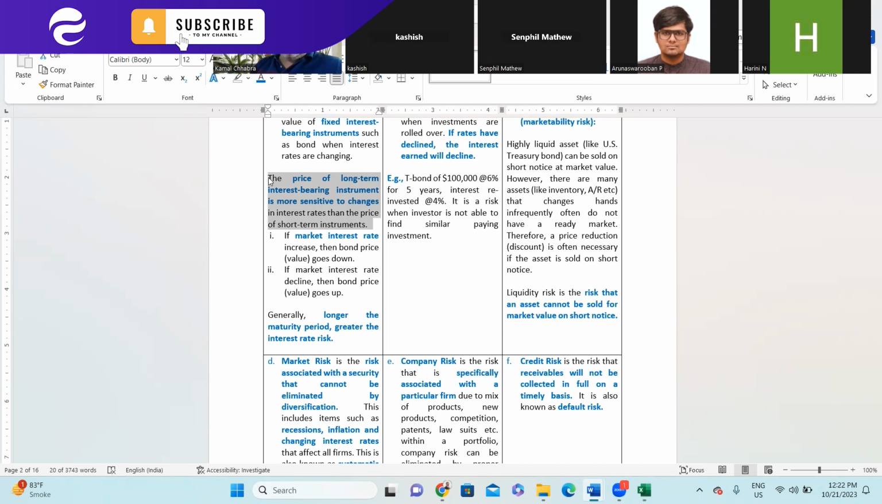Make sense? Yes, sir. If the market interest rate increases, then bond price goes down. And if the market interest rate declines, then bond price goes up, right? Generally, the longer the maturity period, the greater the interest rate risk is, right?